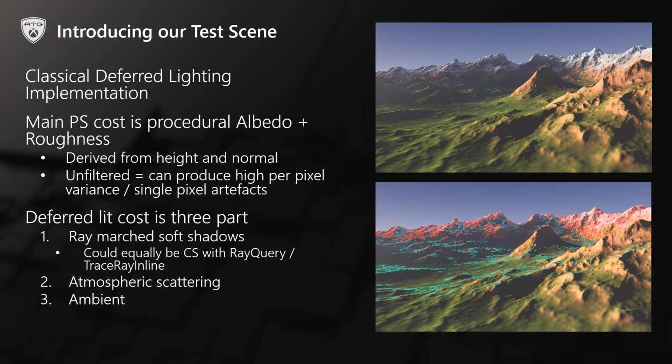The main expense is that we're doing ray march soft shadows. So particularly when the sun is low, as it is reasonably low in this scene, these rays can be quite long before they escape the scene. It's a custom ray marching implementation, but it could easily be DXR, a ray query. Then we have some atmospheric scattering, and then we have an ambient term also being computed in the deferred lighting.